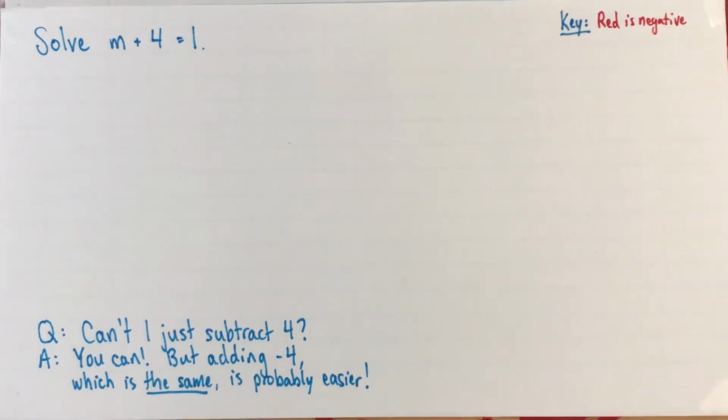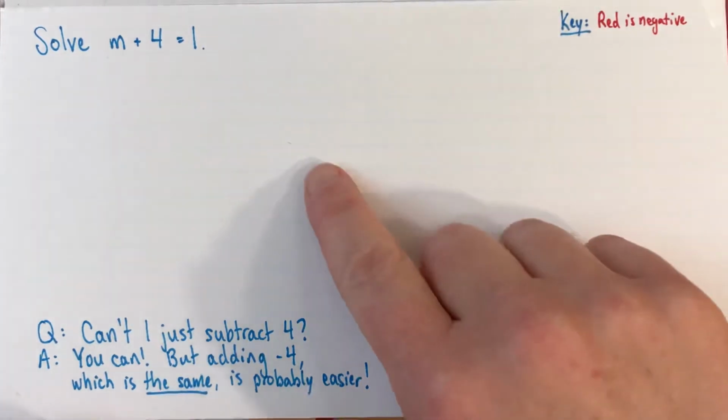Hi, in this video we're going to solve an equation, m plus 4 equals 1, and we're going to concentrate especially on doing it with algebra tiles, and I'm going to address a particular difficulty that students have, especially when they're working on this kind of equation with algebra tiles. Alright, so let's represent it with algebra tiles.